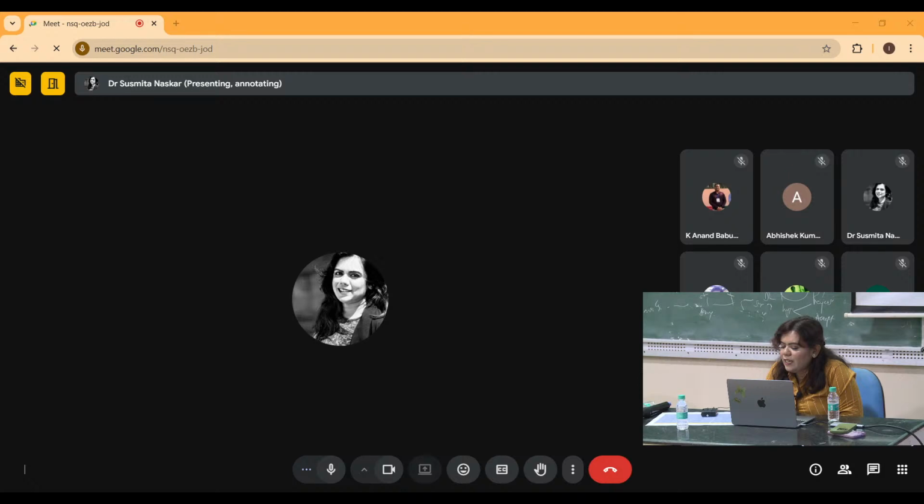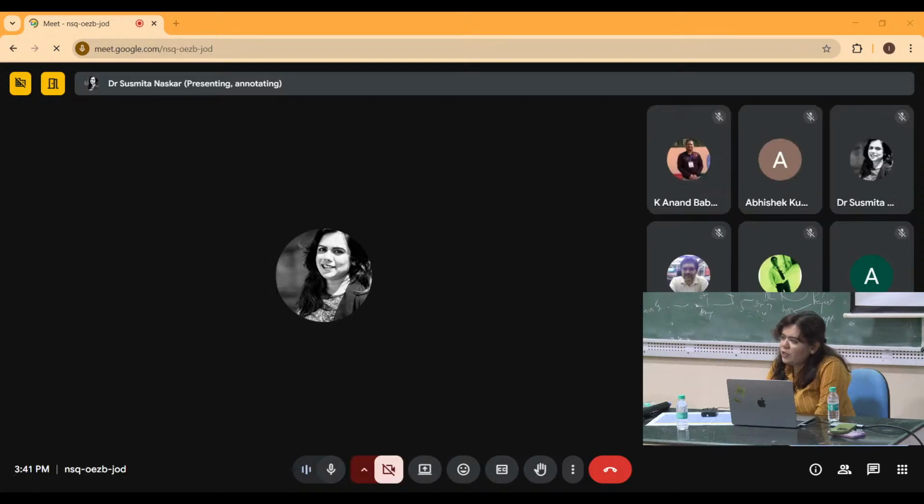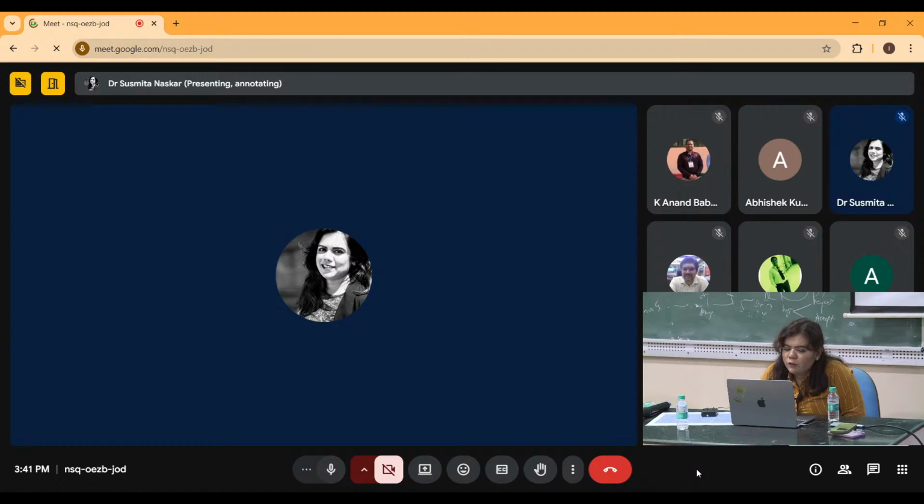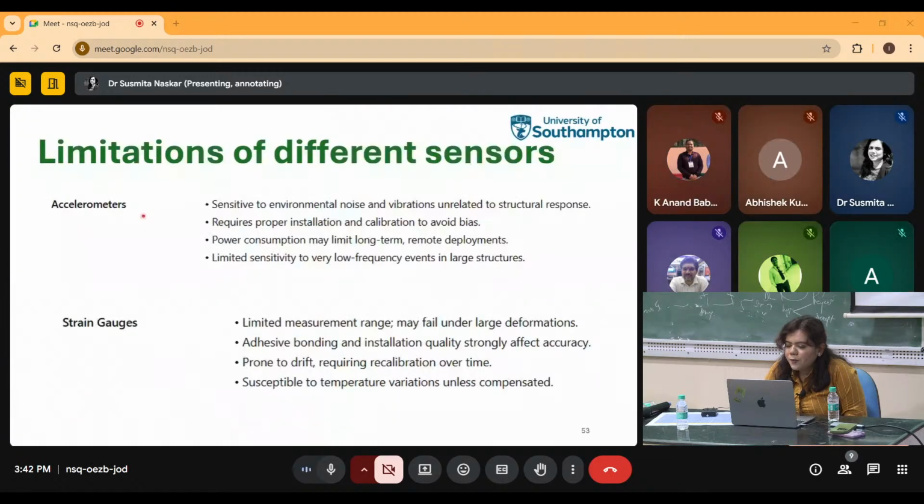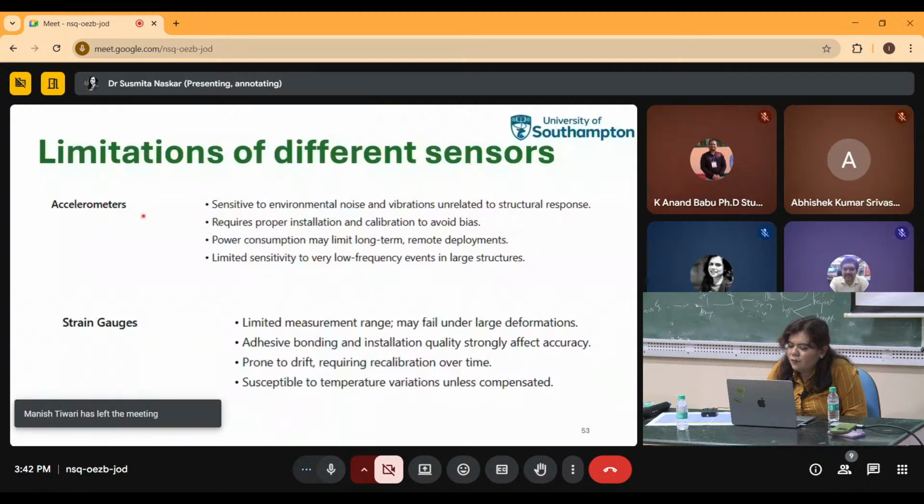Now we are talking a lot about the applications of these sensors and how useful they are. But we also have to remember that when we talk about applications, there are a lot of disadvantages and limitations for all of these sensors, and we are always very concerned about understanding the limitations of each sensor before selecting it, right? So the first one is the accelerometer. An accelerometer can be highly sensitive to environmental noise or vibration that is not part of the structural response. That can give you false data, right?